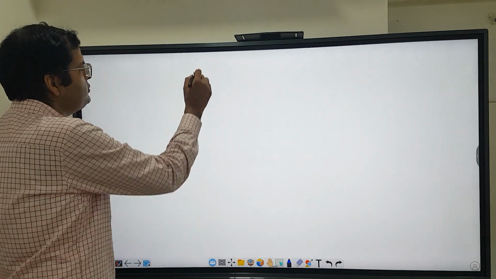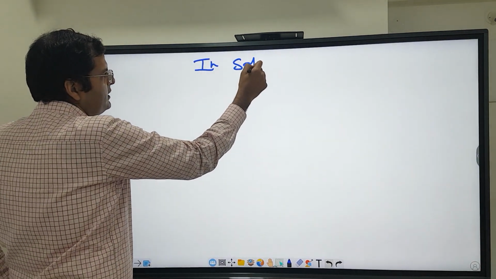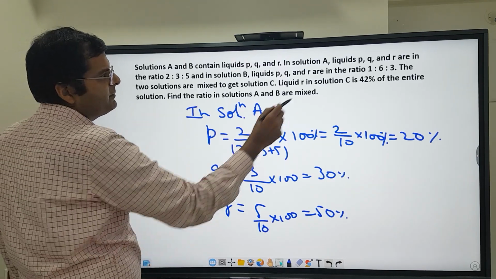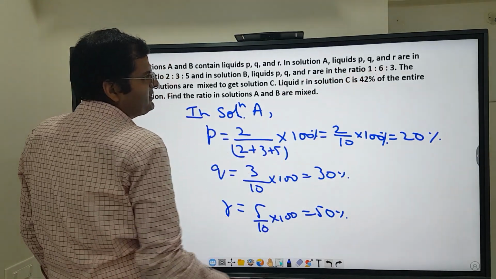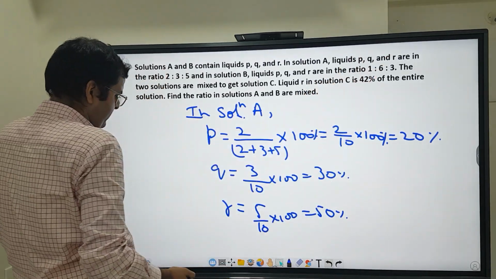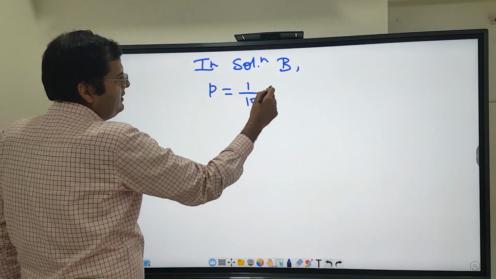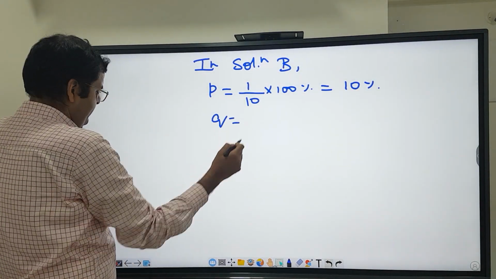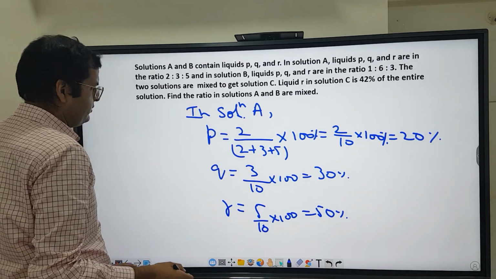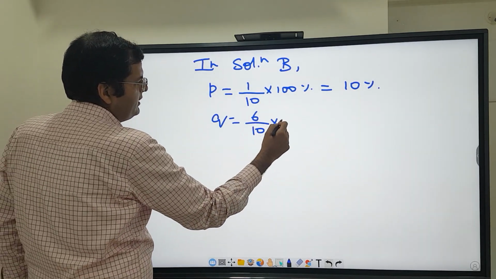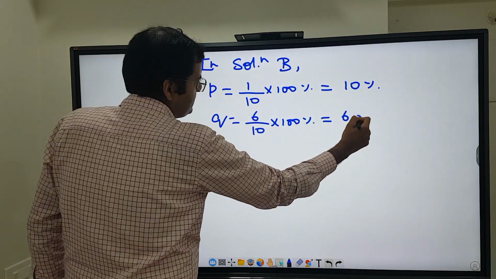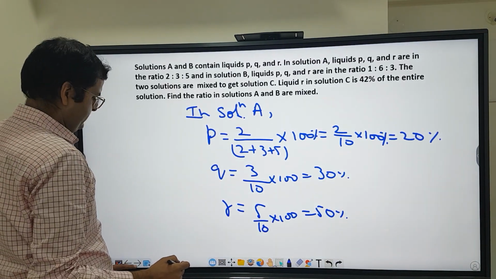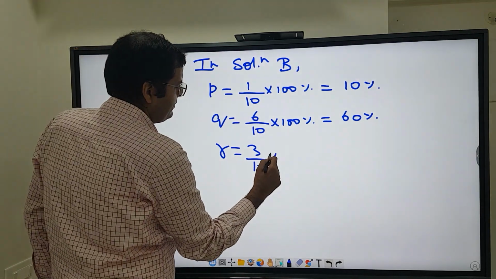We'll apply the same logic in solution B. In solution B, P will be how much in percentage terms? 1 upon 1 plus 6 plus 3. 1 plus 6 is 7, 7 plus 3 is 10. So it will be 1 upon 10 into 100, which is 10%. Q will be 6 by 10 into 100, so it is 60%. And R will be how much? 30%, 3 by 10 into 100.